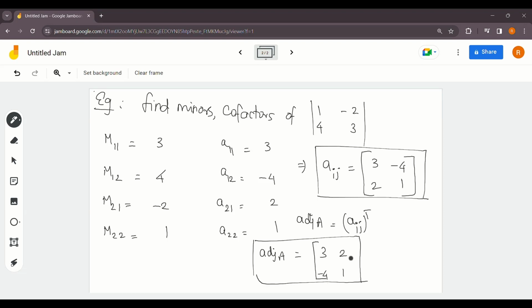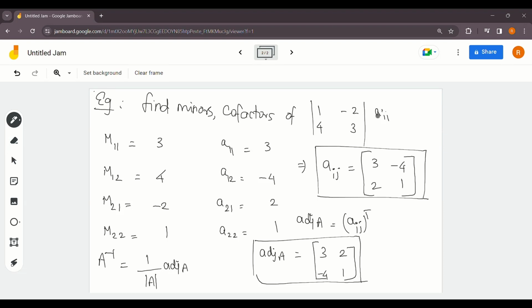3, 2, minus 4 and 1. Now A inverse. A inverse is nothing but 1 by determinant of A into adjoint of A. First you find out the determinant of A.